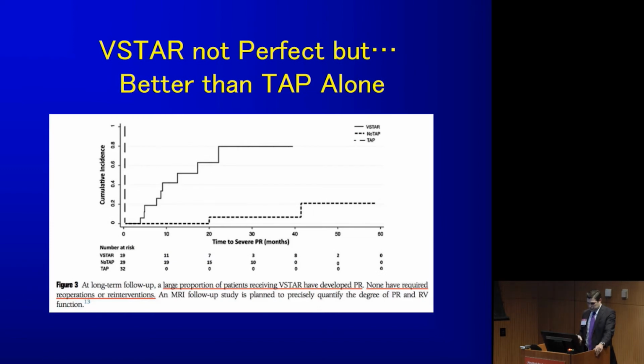Looking at the results here, you can see on long-term follow-up there's a fairly high percentage of these patients undergoing this type of repair that do have severe PR over time. But when you compare that to those undergoing a transannular patch, it's not perfect, but it's better than a transannular patch alone. And you can see, I think here, that I think we all appreciate that the monocusp works early, and then it tends to fail over time.